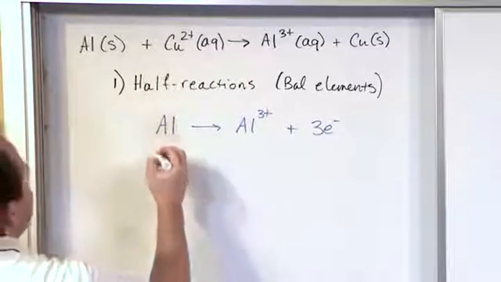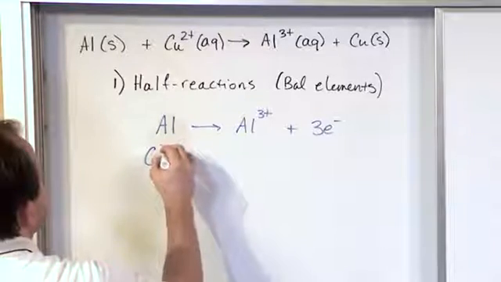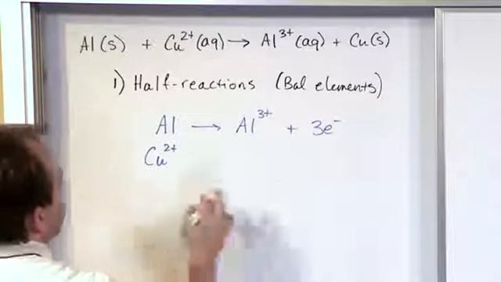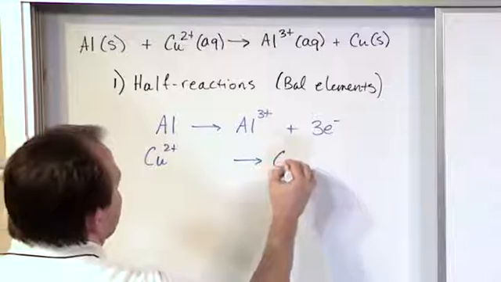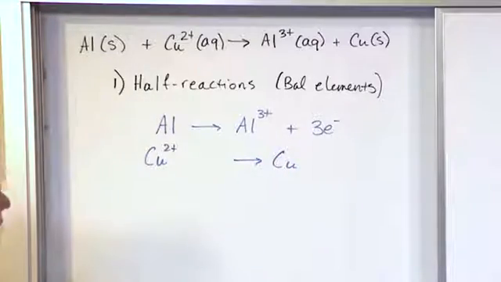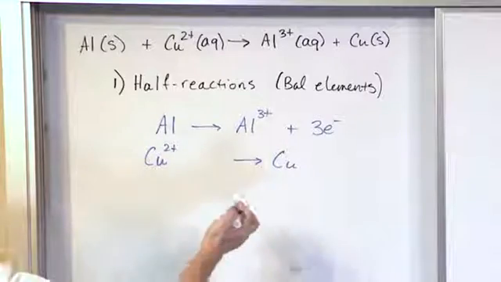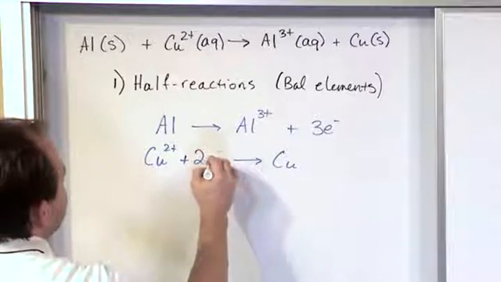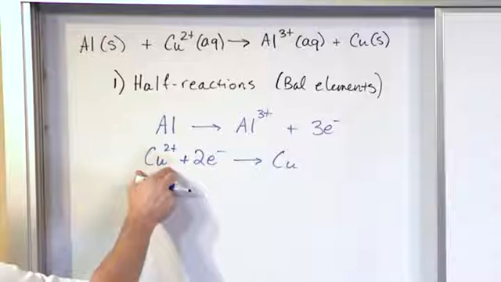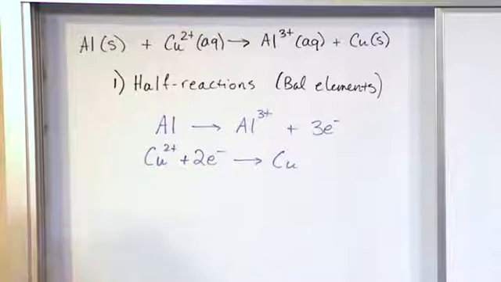Now let's look at the copper. We start with copper ion, and on the other side, we end up with copper. That's a solid, so it's a neutral atom. Now the elements are balanced. There's a 1 in front of each one of them, so that's already fine. So we have to be gaining 2 electrons. It's the only way that this ion is going to become neutral.